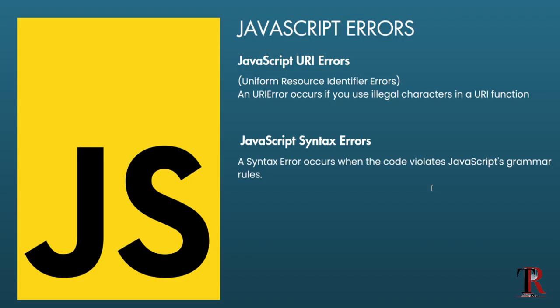So moving on, let's talk about JavaScript syntax errors. A syntax error occurs when the code violates JavaScript grammar rules. Now, in English, there is something called grammar. It's basically the rules of a language. The same thing is applicable when working with JavaScript. It has its own rules. When you miss those rules, then expect a different result or no results at all. So when your code violates JavaScript rules, that is when you run into a syntax error.